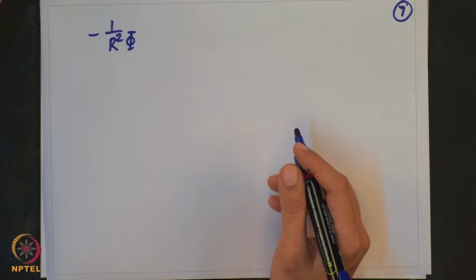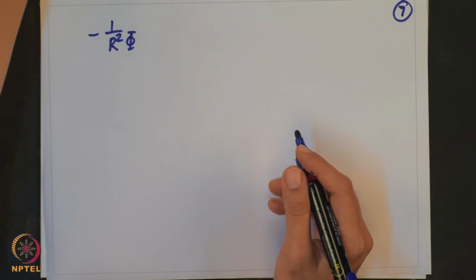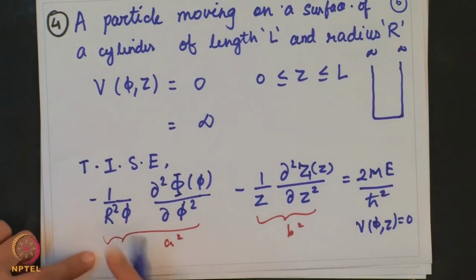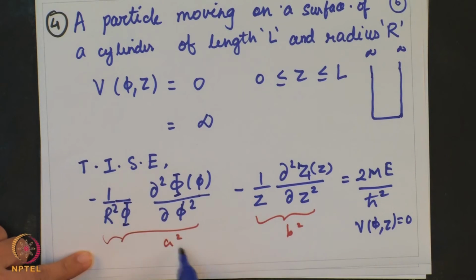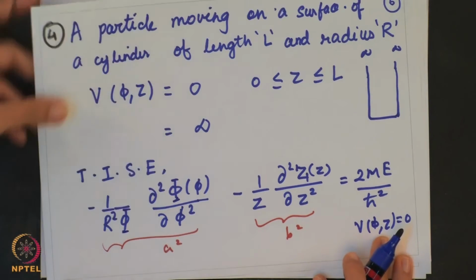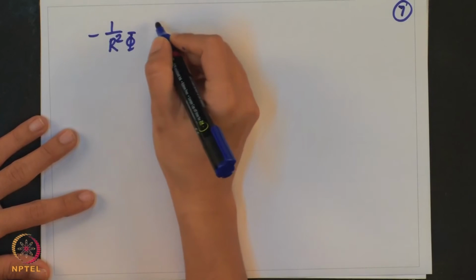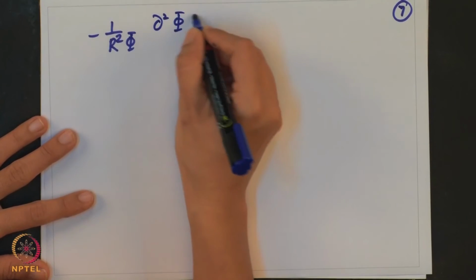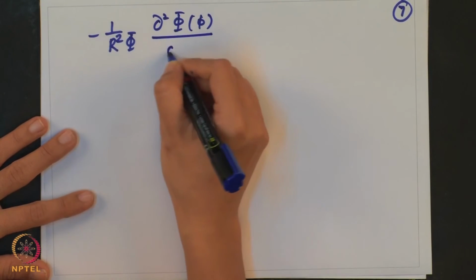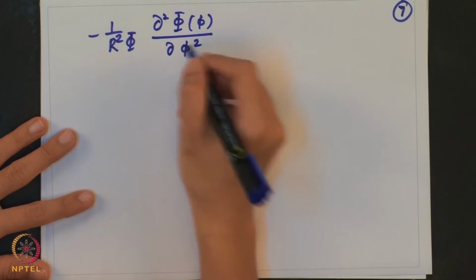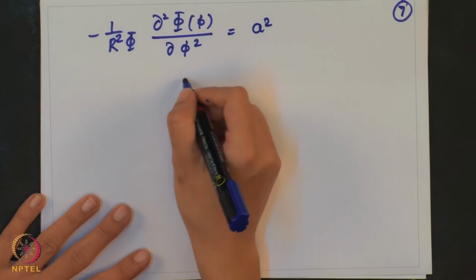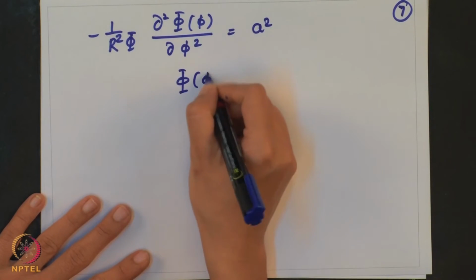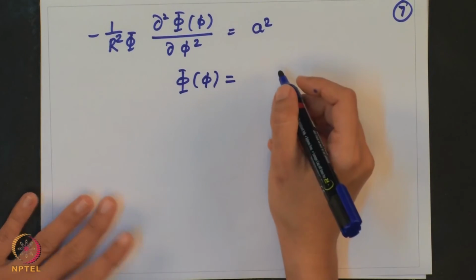Let me come back here, so this is equal to a square. I am just rewriting this part quickly. Del square capital phi of phi upon phi square is equal to a square. Now you can easily calculate phi of phi. It is very simple.